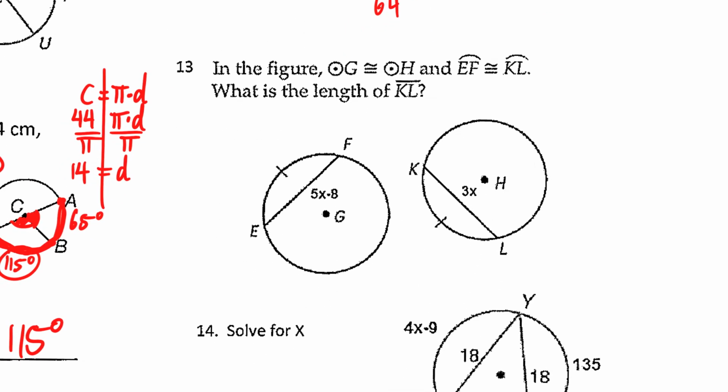Number 13. This arc is congruent to this arc. And if those two arcs are congruent, then these two chords are congruent to each other. So you set them equal and solve for x. 5x minus 8 equals 3x. That gives you negative 8 equals negative 2x after you subtract 5x. Divided by negative 2, x equals 4. But this doesn't say find x. It says what's the length of KL. So we've got to plug that 4 in. KL is 3x, so 3 times 4 is what? 12. It's 12.